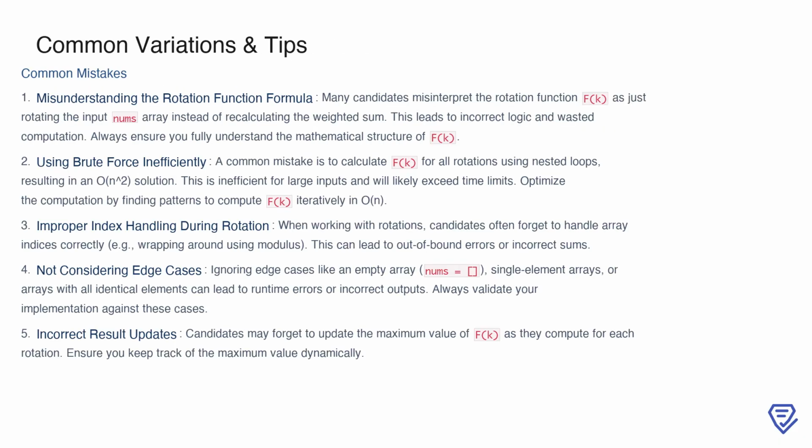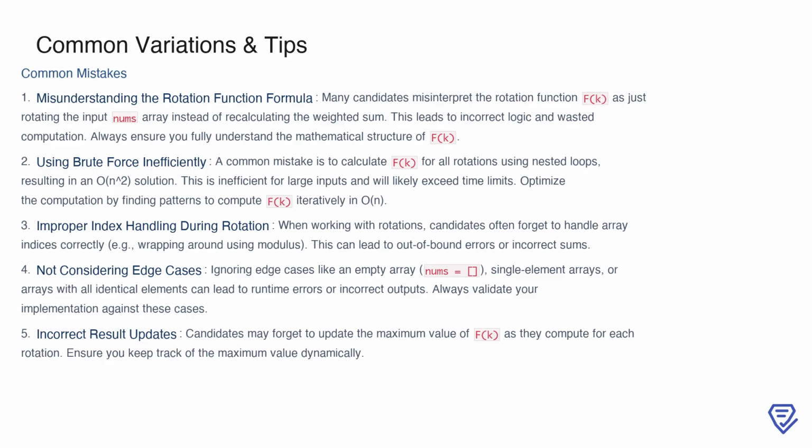When working on the rotate function problem, several common mistakes can trip you up. First, misunderstanding the rotation function formula is a frequent issue. The function f(k) isn't just about rotating the array, it involves recalculating a weighted sum for each rotation. Failing to recognize this distinction can lead to incorrect logic and inefficiencies. Another critical error is relying on a brute force approach that uses nested loops to calculate f(k) for every rotation. This results in an O(n squared) solution, which is not viable for large inputs. Instead, you should aim for an optimized iterative approach that reduces the complexity.